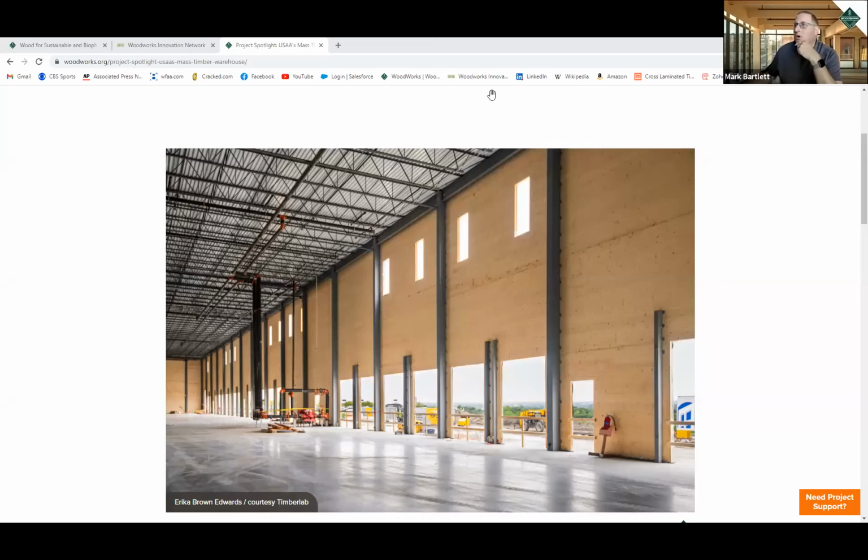So one of the recent projects that I had an opportunity to tour, I'll pull up and share my screen here. This isn't necessarily a glamorous project. It's a warehouse project, but it was interesting for the exterior wall system.